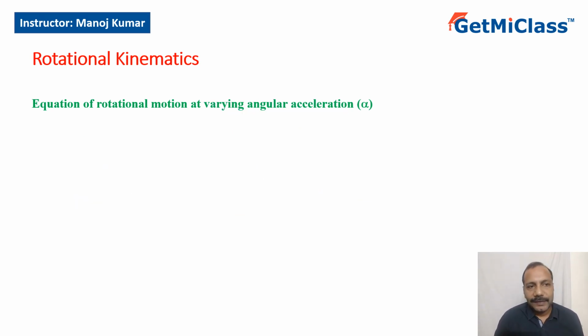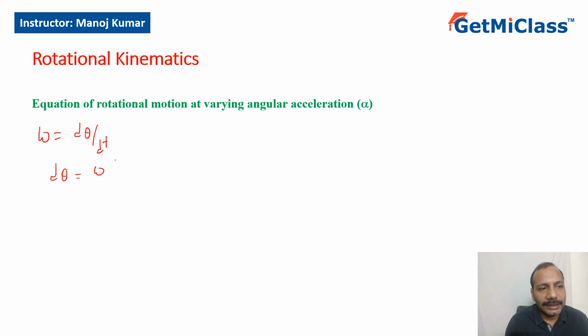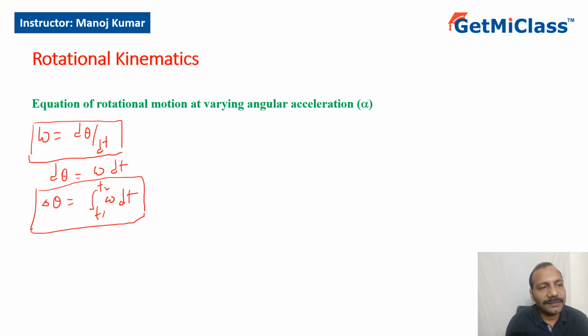Now let's look at equations when angular acceleration is changing. So again, when acceleration is changing, we have to go for differential equations. We'll use the basic equations. What we know, angular velocity omega equal to d theta by dt, right? So from this I can write d theta equal to omega dt. So delta theta, that is change in angular position or angular displacement, equals the integral from t1 to t2 of omega dt, right? So this will give me change in angular position, when position is given as a function of time.